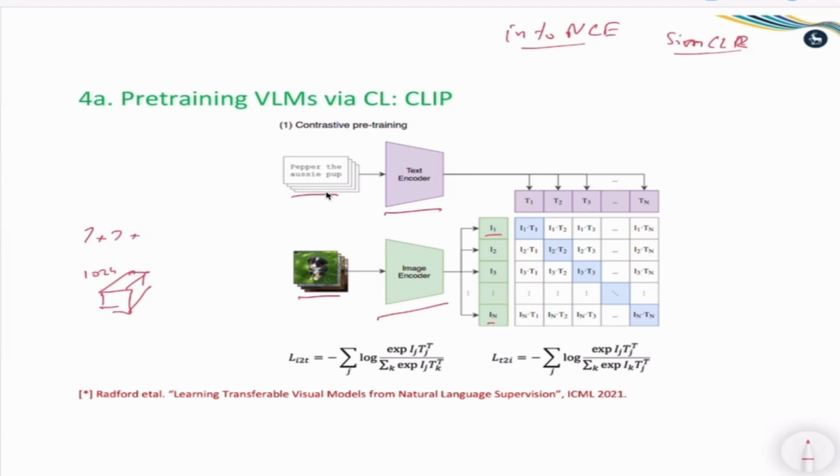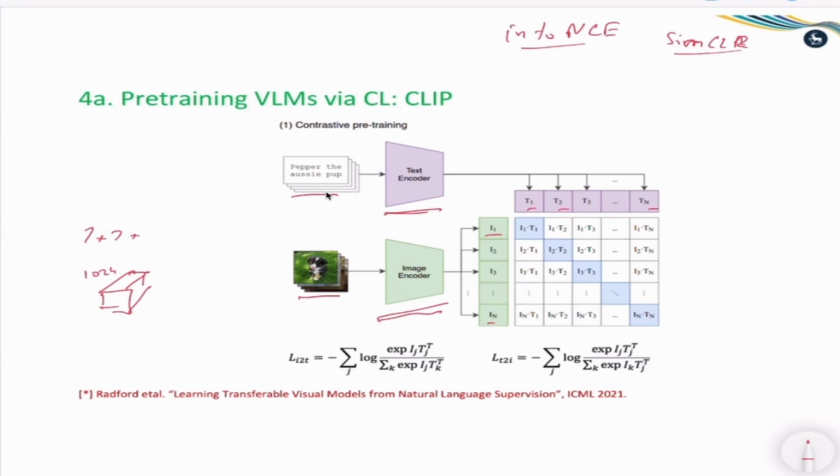Same for the text. In the case of a transformer, you will just use the CLS token as your representation, or you can take the average pool of the tokens as well. That's fine too. For the text part, you also take the CLS token of the text, and that gives you T1, T2, up to Tn.